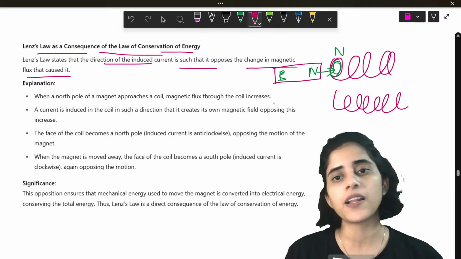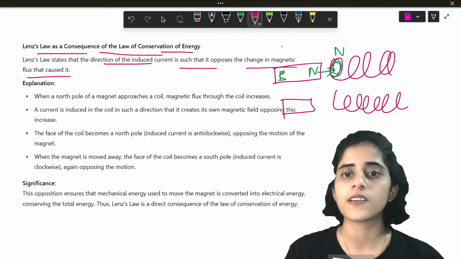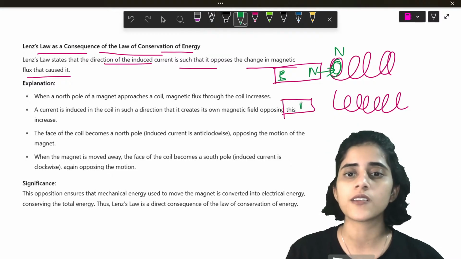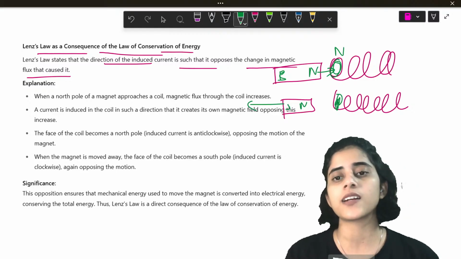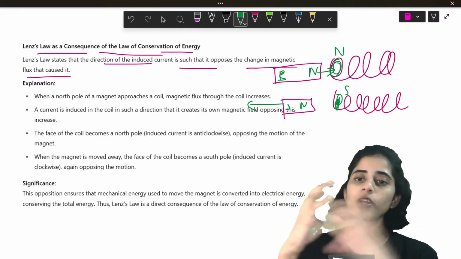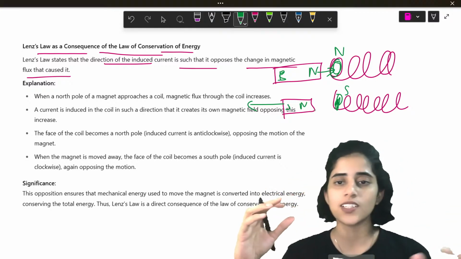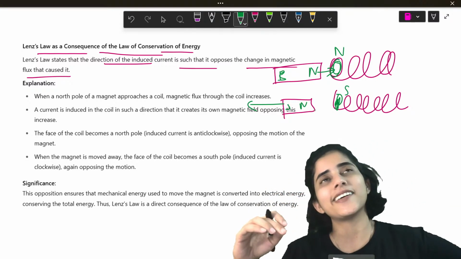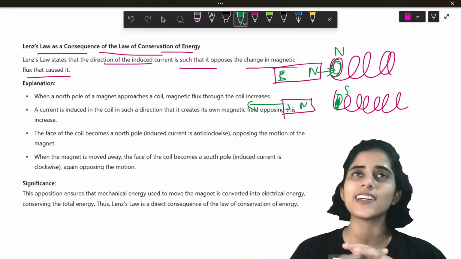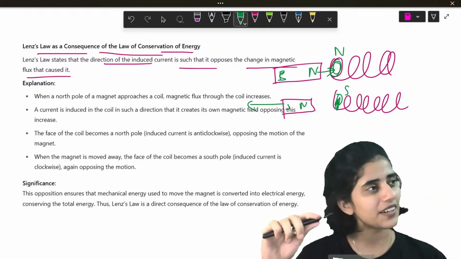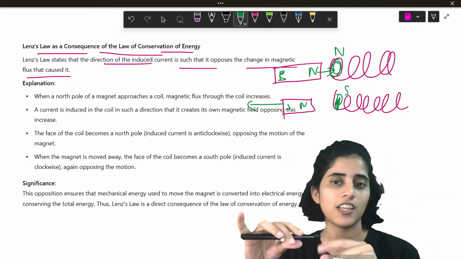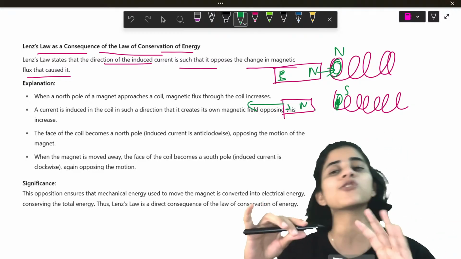So because it repels, what happens? I move the magnet back. Now what happens? This suddenly becomes south. It tries to attract. It does not allow you to go. See, the coil is like a very mean person. When the magnet tries to come in, it does not allow. When the magnet tries to go out, that also it does not allow.